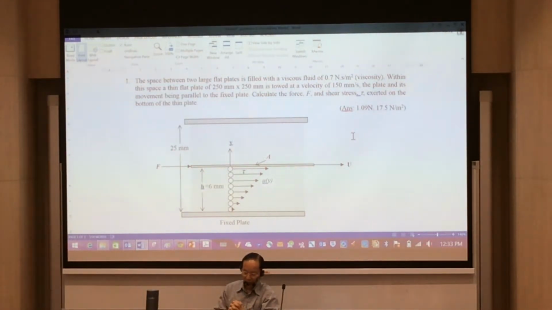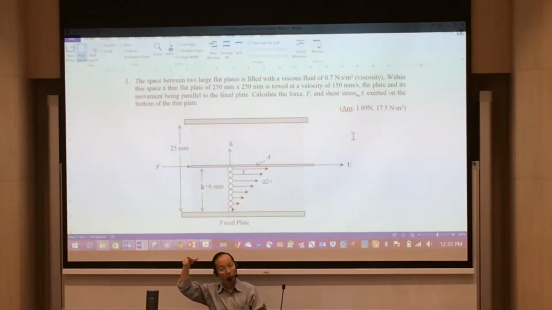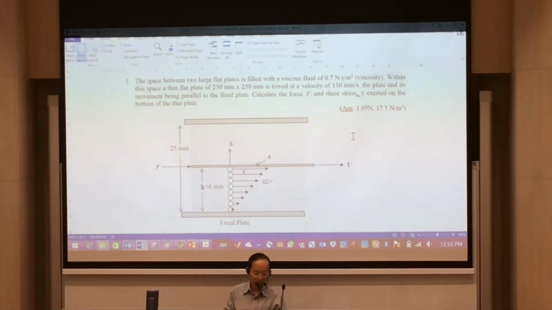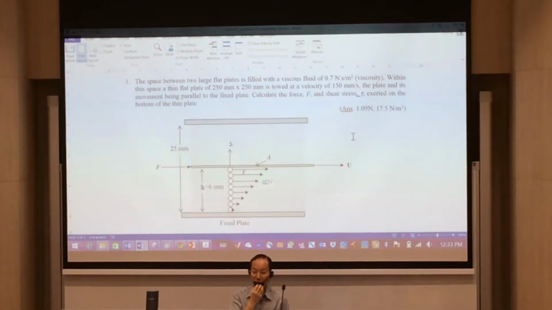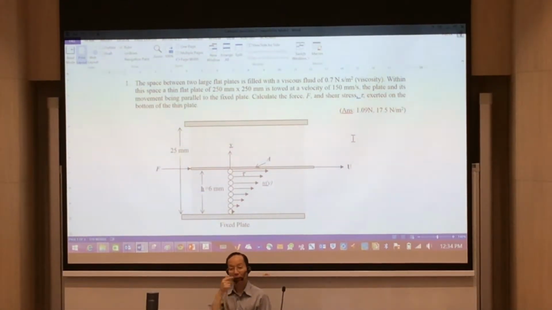So you can start out with F over A, big F over the area of the plate, A is given there, equal to viscosity mu times big U over H. H is given there, and U is given there as well. Then you put in the numbers and you'll be able to find F, the unknown. Having found F, how do you find tau at the bottom of the flat plate? Tau is F over A, so you can find tau.